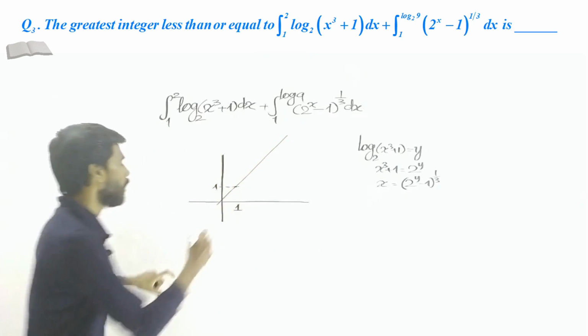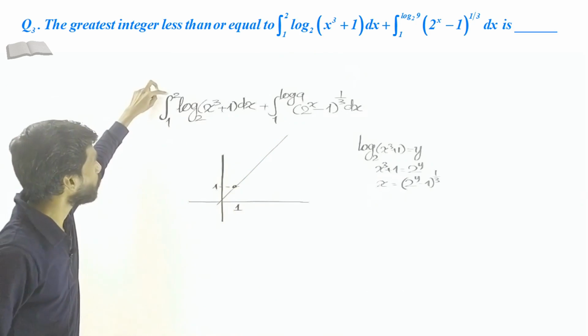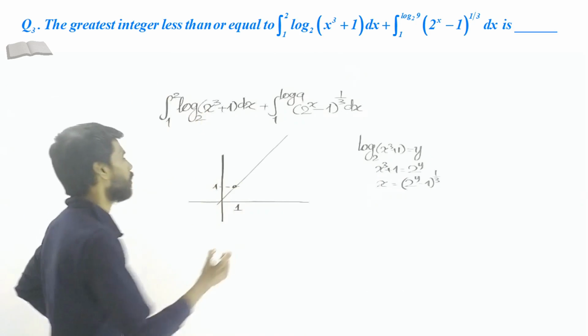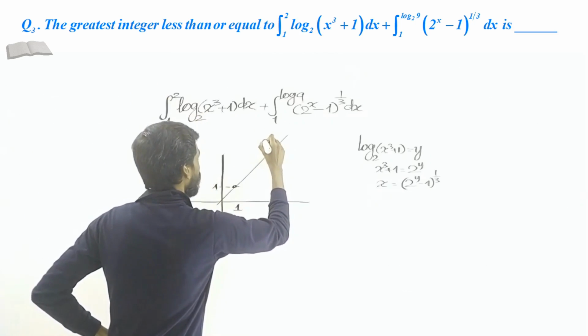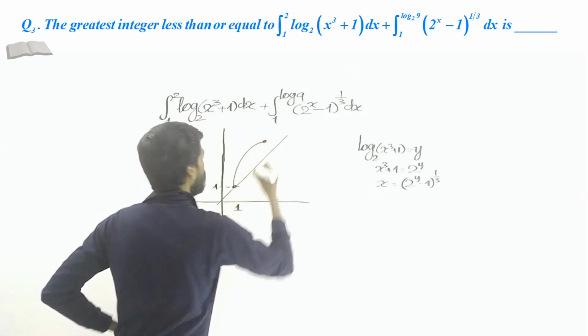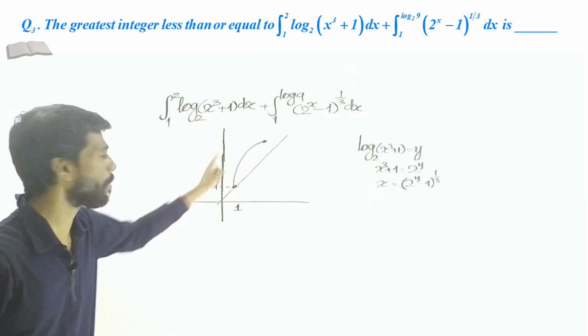At 1 it is 1, and then at this point 2, what is the value? 2 cube is 8, plus 1, 9. So log 9 base 2, some value here, that is more than 2. Maybe the graph is something like this. We don't know the exact shape, so maybe something like this.